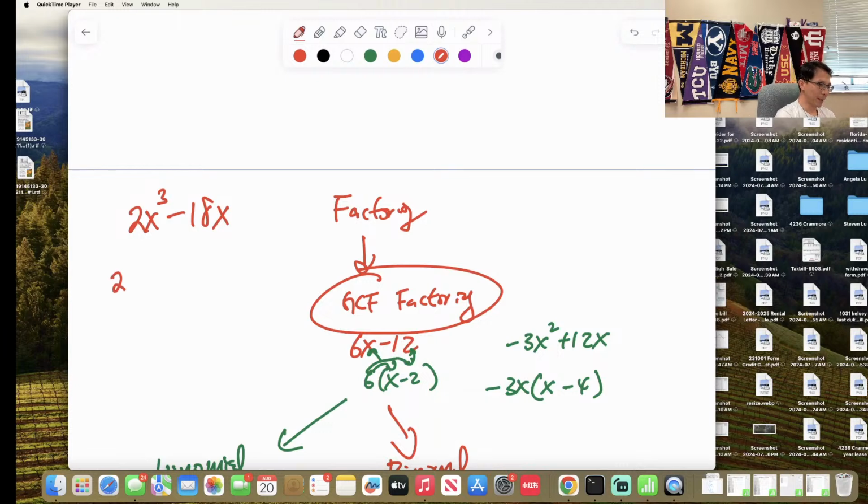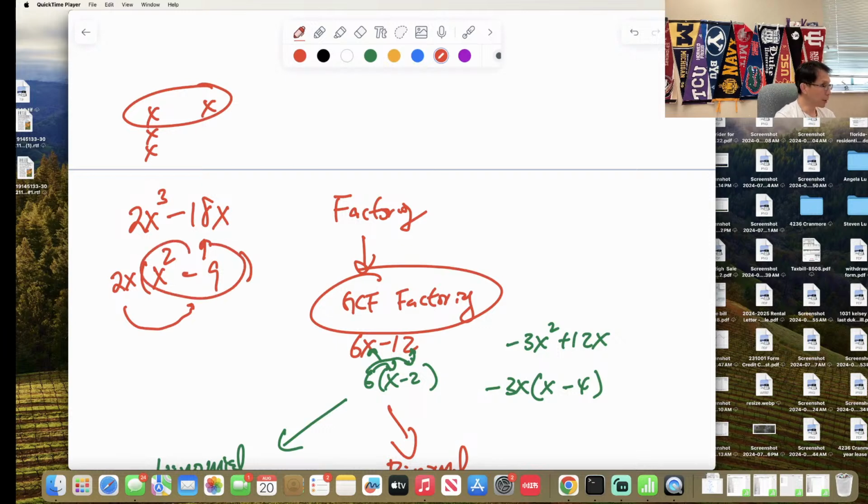This means I can factor out a 2. What else can I factor out? X, right? This is x times x times x, and this is x, right? So they both have x, so we can factor out 2x. Now, 2x times what equals 2x cubed? X squared. Now, 2x times what equals 18x? Negative 9.